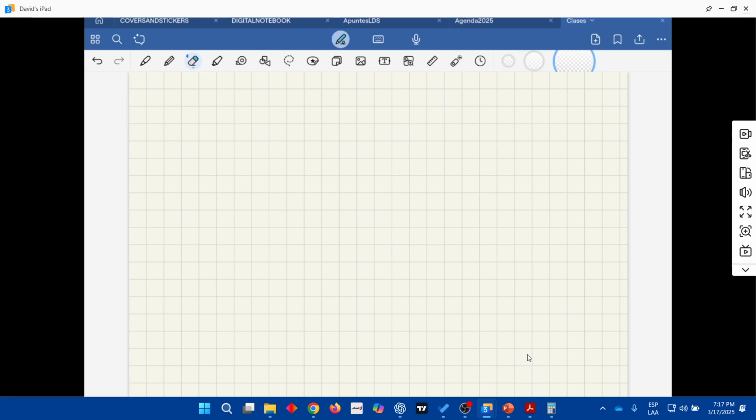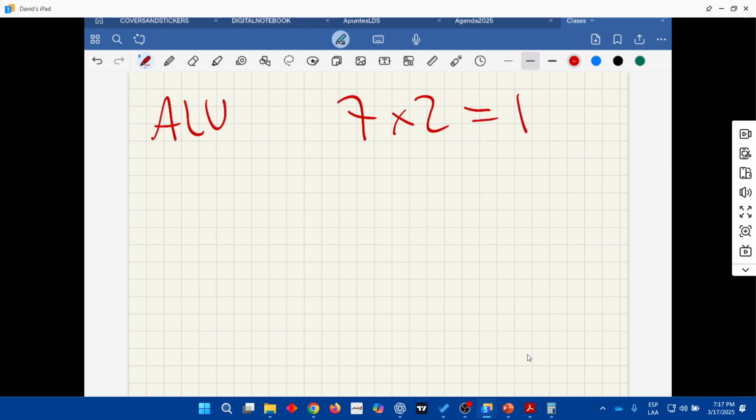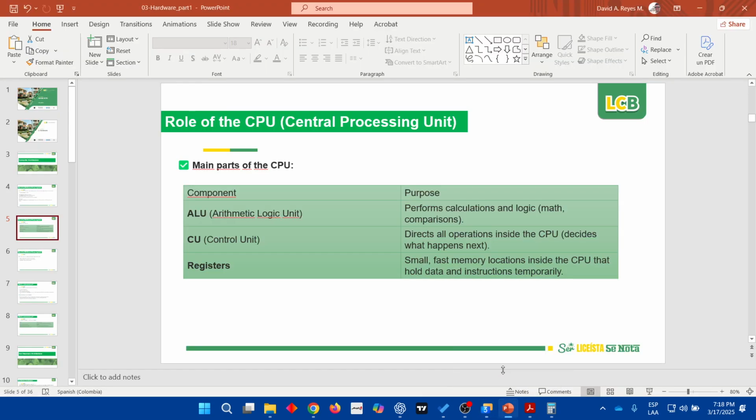So let me show you. The ALU is the one that, for example, the same example that I gave you, the ALU is going to receive the 7 times 2 and is going to process the result. Okay, or maybe you are going to compare those numbers and you are going to say that 7 is greater than 2, or the 2 is less than 7. Okay, so math operations and logical comparisons. Okay, that is the purpose of the ALU.